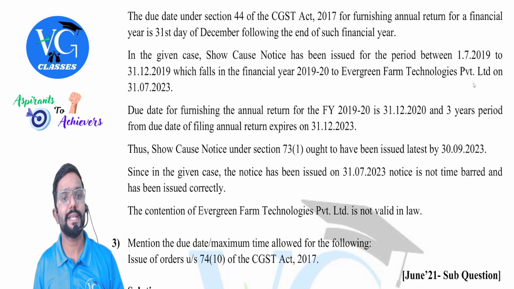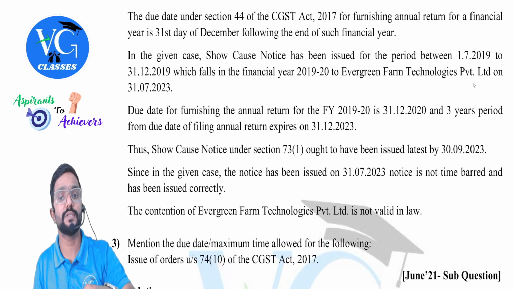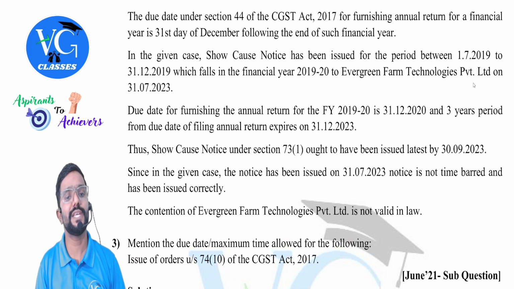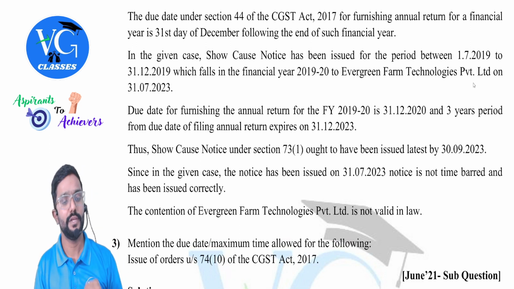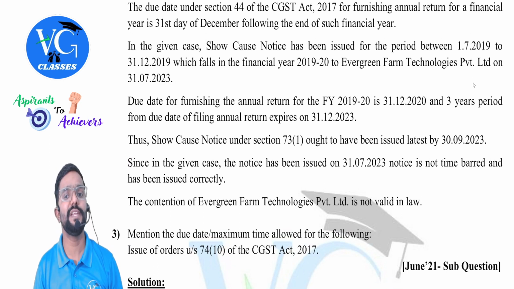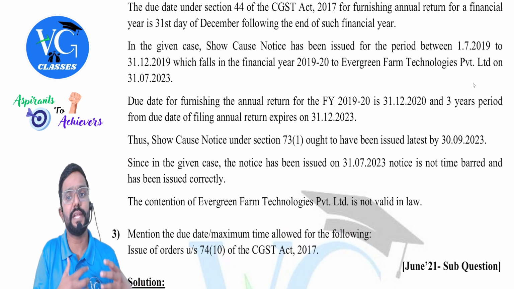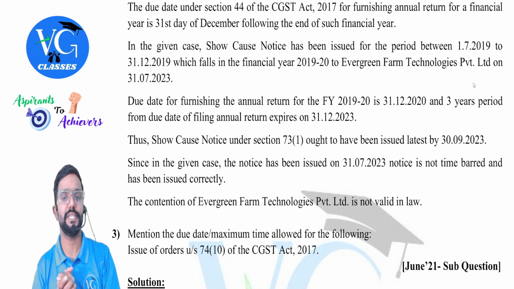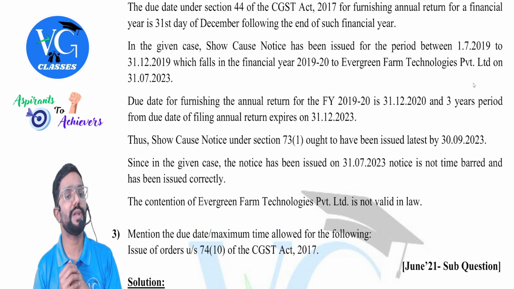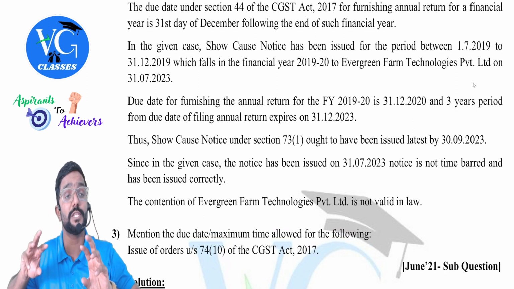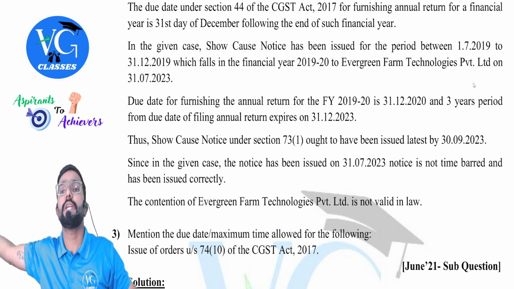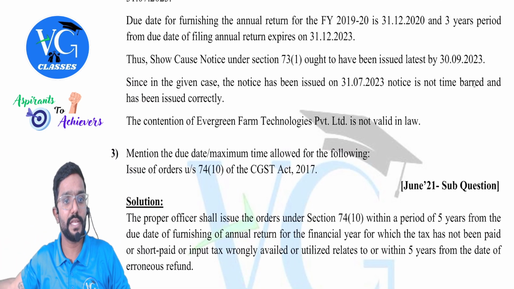Okay. The due date under section 44 of CGST Act 2017 for furnishing annual return in GSTR 9 for a financial year is 31st day of December following the end of such financial year. In the given case, show cause notice has been issued for a period between 1st July 2019 to 31st December 2019, which falls in the financial year 1920, to Evergreen Farm Technologies Private Limited on 31st July 2023. So notice with respect to 1st July to 31st December 2019. But when are they giving the notice? 31st July 2023. Okay, this is the given scenario.